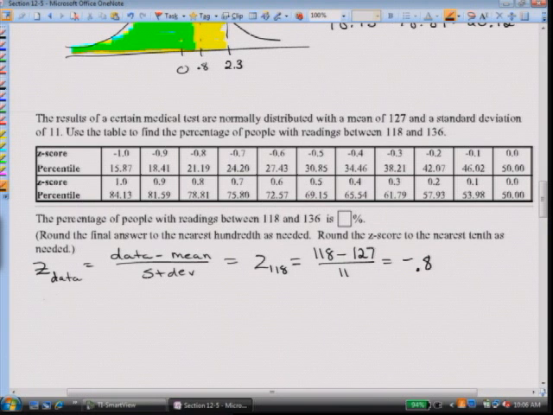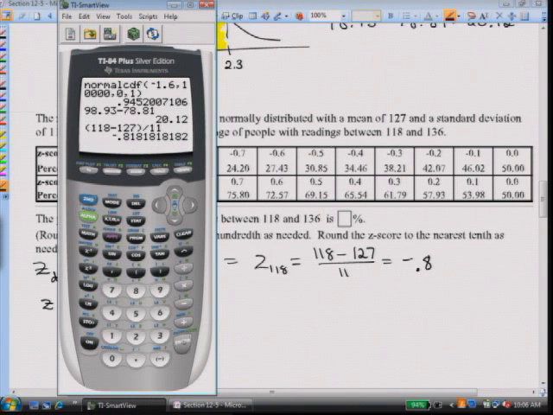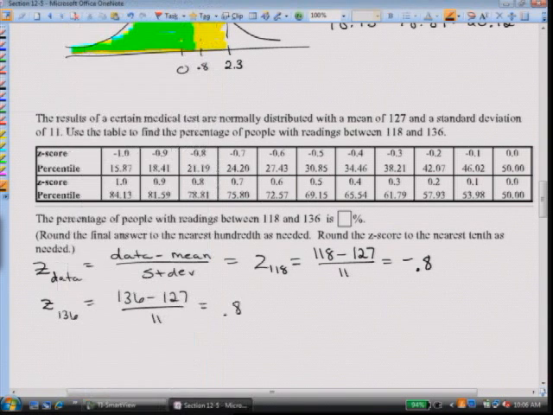All right, now the z-score for the 136 is going to be the data value, 136 minus the mean, 127, divided by 11. When you do that one, I can just edit my previous entry here on my calculator. You will see that you get 0.8 again. All right, so we have negative 0.8 and positive 0.8. Okay, so negative 0.8 and positive 0.8 are our readings that we see here on our table.